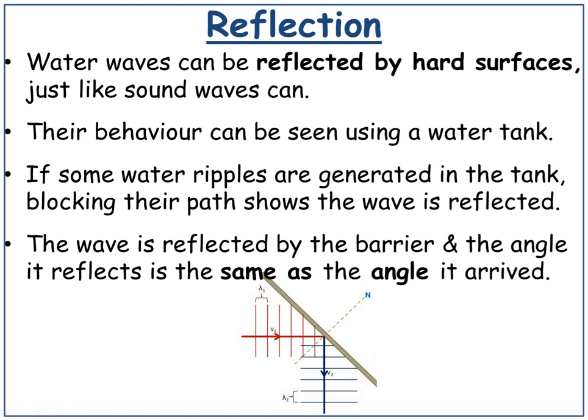Reflection. Water waves can be reflected by hard surfaces just like sound waves can, and their behaviour can be seen using a water tank. If some water ripples are generated in the tank, blocking their path with a solid object shows the wave is reflected. The wave is reflected by the barrier, and the angle it is reflected at is the same as the angle it arrives. So the angle of incidence is the same as the angle of reflection. You can see here that the angle that it arrives is the same as the angle that it leaves.